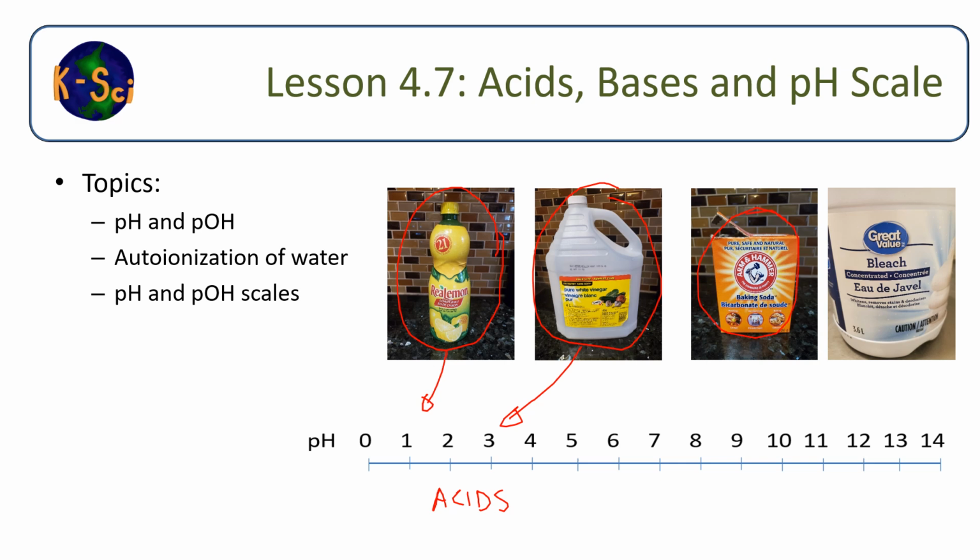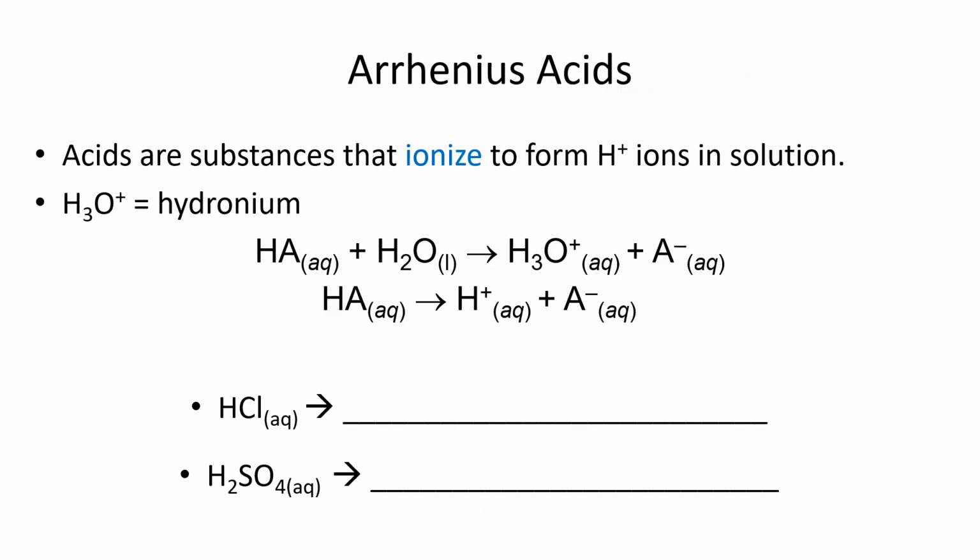And bases like baking soda, if you dissolve that in water, or bleach would be higher up on the pH scale. Bases on this end. And in between you have things like water that are neutral on the pH scale. So we're going to learn a little bit more about this pH scale, where all these numbers come from, and how they're related to acids and bases, and how they relate to equilibrium, which is why it's in this section of the course. So we'll start with acids.